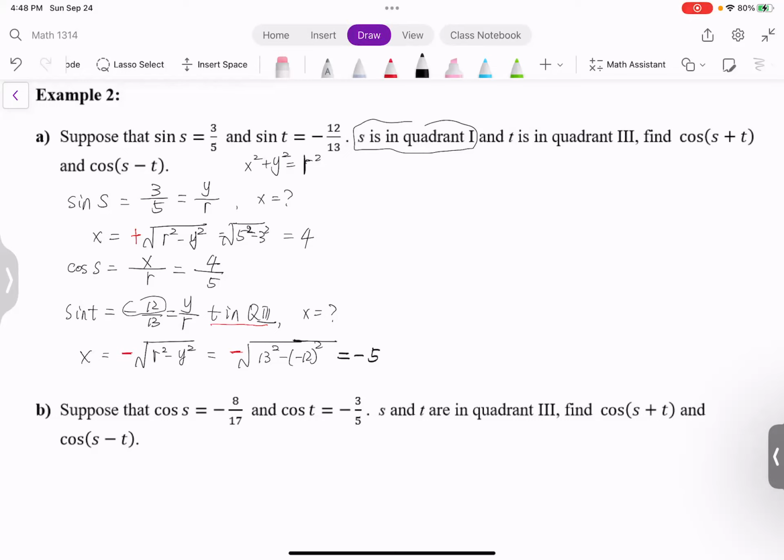So I have the x value and r's value. Can you find cosine t? Cosine t equals x over r. It is negative 5/13.